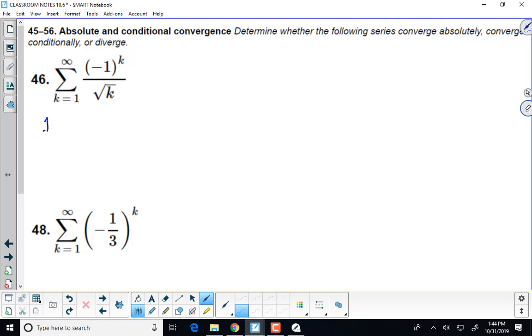Step one, alternating series test. We look at the limit of the positive part of a sub n. We ignore the switch. And what is the limit of this expression as k goes to infinity? Zero. Check. So that's the first step.